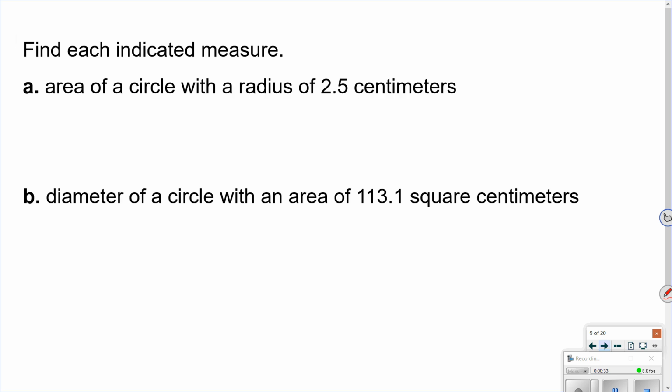A says the area of a circle with the radius of 2.5 centimeters. So I'm just going to go, the area equals pi times 2.5 squared. Okay, so you plug that in a calculator. By the way, 2.5 squared comes out to be 6.25. So you could leave the answer like this, 6.25 pi centimeters. That's great. That's the exact answer in terms of pi, or you can plug it in a calculator and get an approximate.